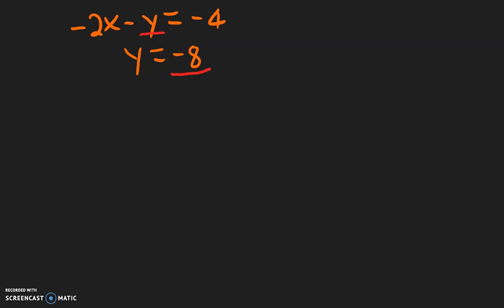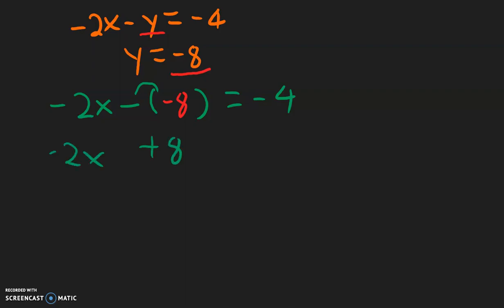Now I'll copy down the first equation, -2x minus parentheses. And inside the parentheses, I am going to copy down what y is equal to, which is -8. So the red is what we have changed, equal -4. Okay, now we need to distribute. Negative times a negative is going to be a positive, so we have a positive 8. Bring everything else down, -2x plus 8 equal -4.